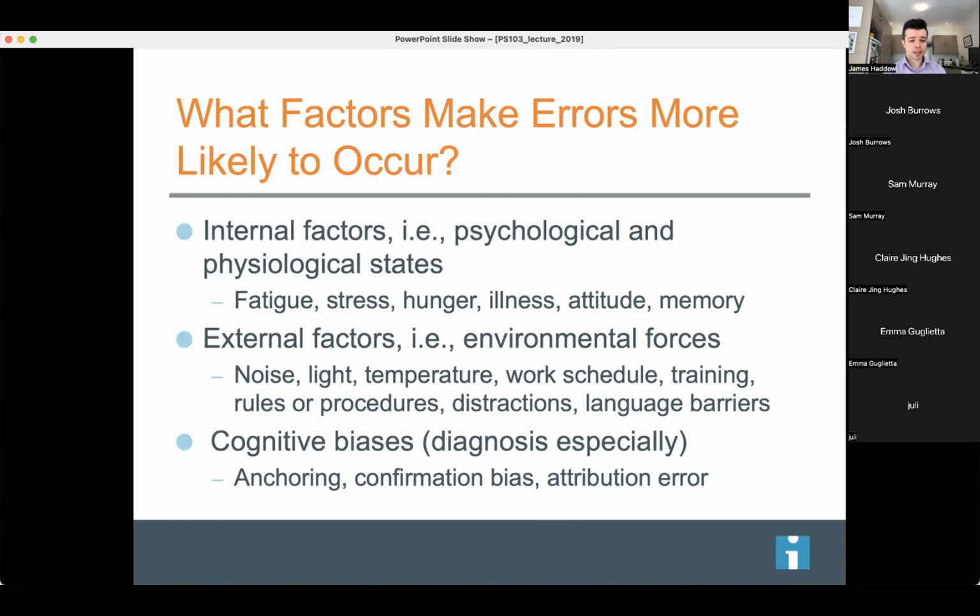And then cognitive biases. So anchoring, confirmation bias, attribution error. This is probably the most difficult thing to really be aware of and control for, because most cognitive biases are fairly unconscious.